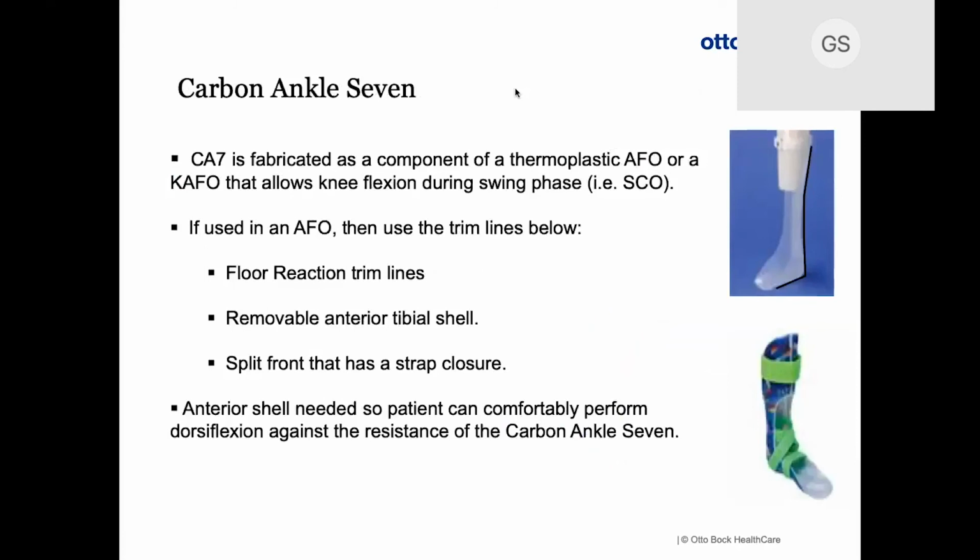So the Carbon Ankle 7 is fabricated as a component of that thermoplastic. It's basically a carbon member, and then you're using it as an AFO. And you're going to use the floor reaction trim line. So what you're trying to do is lean into the anterior trim line, and then with this removable anterior shell, what you're trying to do is create this anterior loading of that lower plate. And you can get a split front configuration with a strap closure, but the big thing is to preserve this. If it's too loose, you're not going to get that loading of that anterior foot plate.